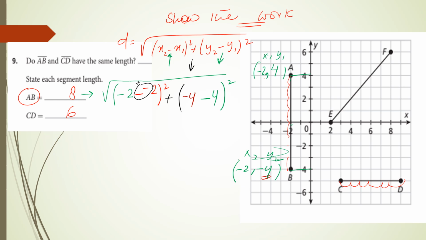You will get 8. If you are doing it manually, look at this: -2 plus 2 gives you 0. 0 square gives you 0. Plus -4 minus 4 gives you -8. -8 whole square gives you 64. The square root of 64 is 8, which you can see that here we got it.